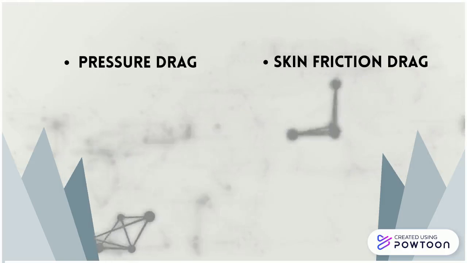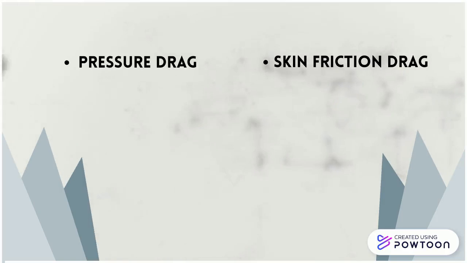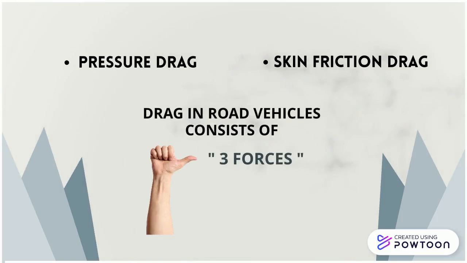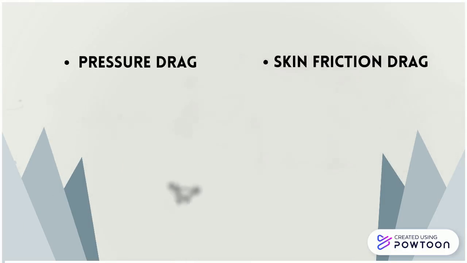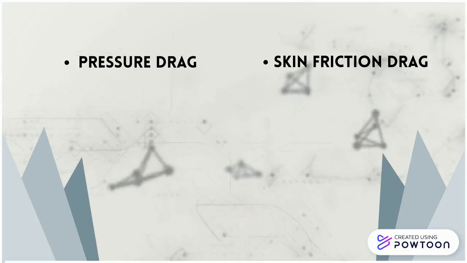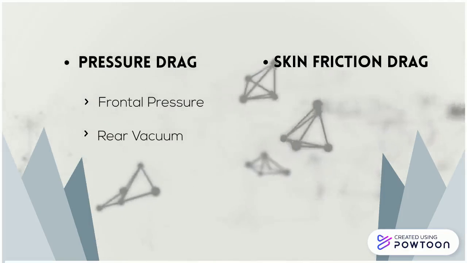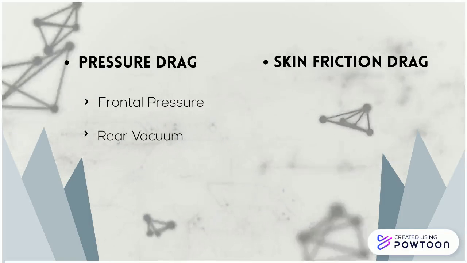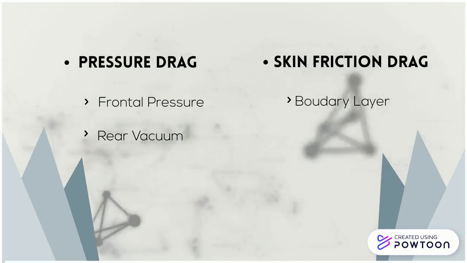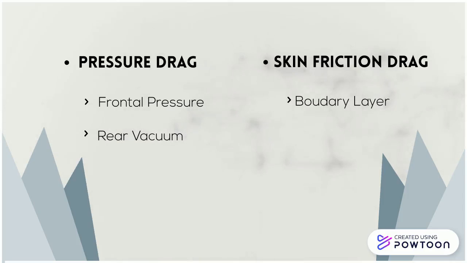However, when talking in general, drag in vehicle aerodynamics consists mainly of three forces, regardless of the shape of the vehicle. The three forces can be classified into two types of drag: frontal pressure and rear vacuum under the pressure drag, and a boundary layer under the skin friction drag. Now let's look at each force in more detail.